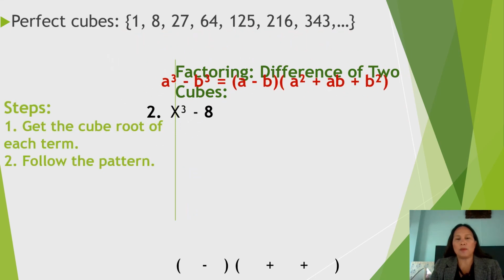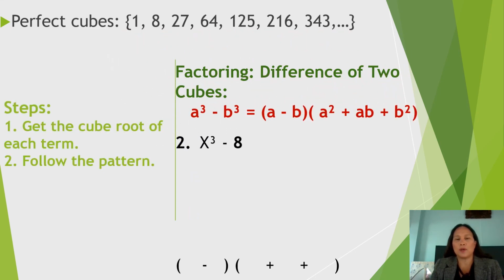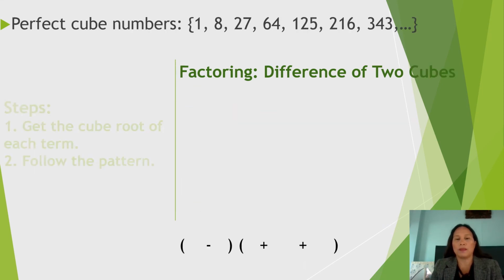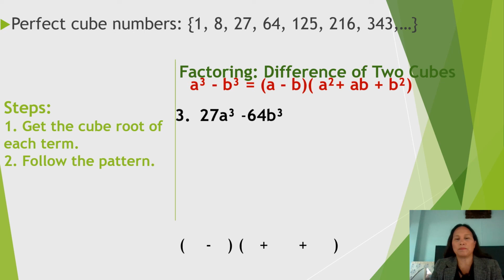Next, how about this one? So, kagaya kanina, binago ko lang naman ang sign. So, ano yung cube root natin ng x cube? x. And then, what is the cube root of 8? That is 2. So, ayan na yung a and b natin. So, the answer now is x cubed minus 8 is equal to the quantity x minus 2 times the quantity x squared plus 2x plus 4.